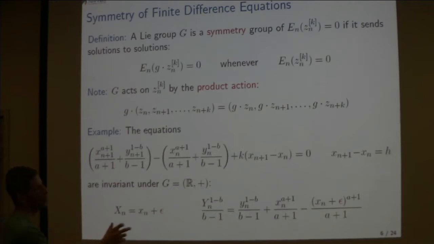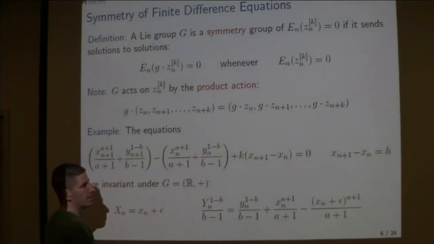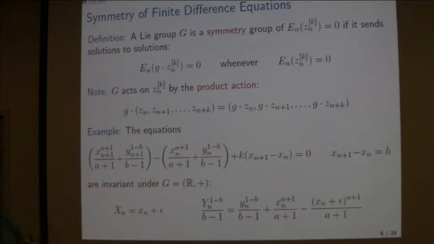And so if we were to take this formula, substitute that inside, and then simplify, everything that involves epsilon would cancel, and then we would recover the equation we started with. So it is a symmetry group. Okay. Thank you.